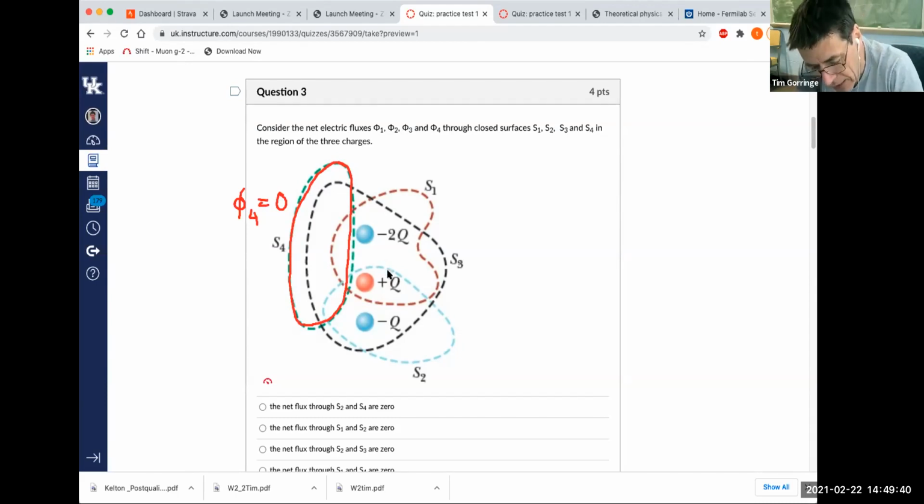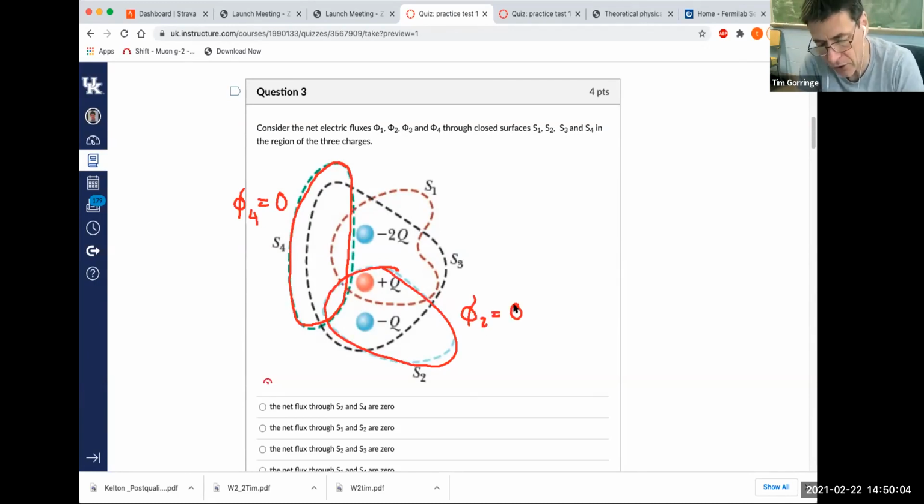Then maybe the less obvious one is S2. Here's S2. That contains charges, but look, it contains equal and opposite amounts of charge. So overall, it's electrically neutral. Overall, the charge inside it is zero. So that one too has zero flux.